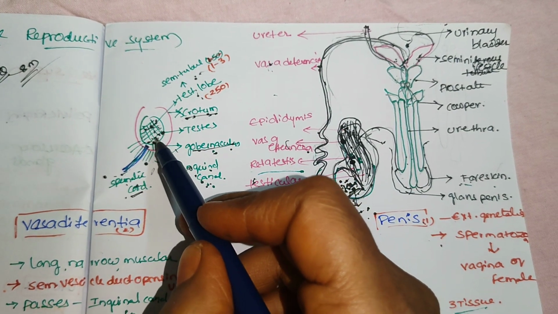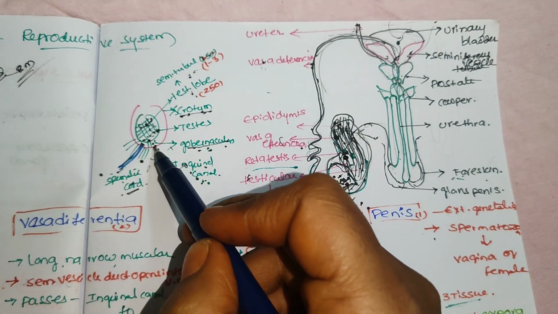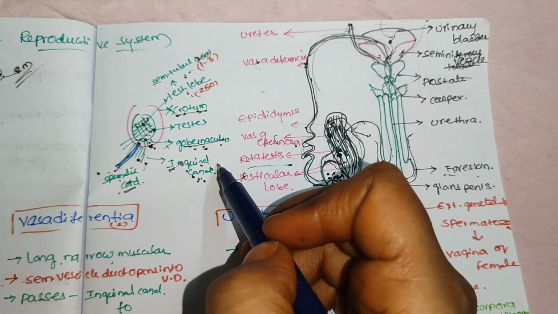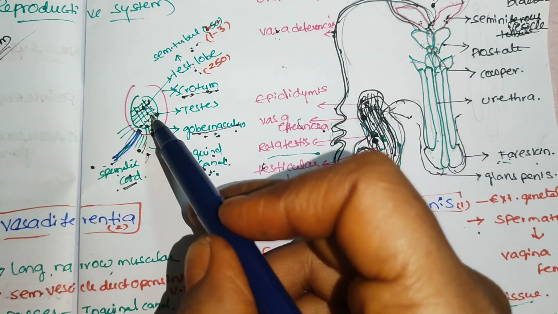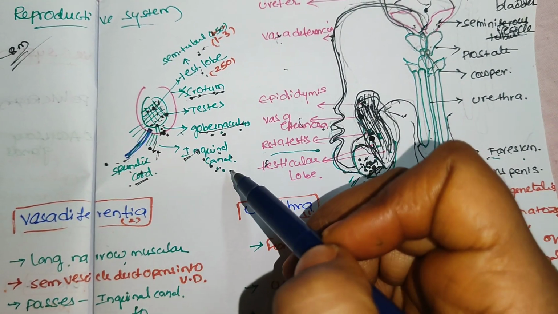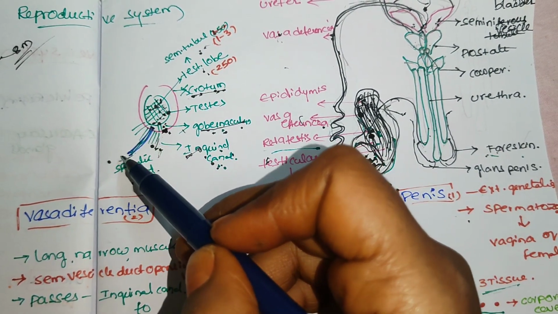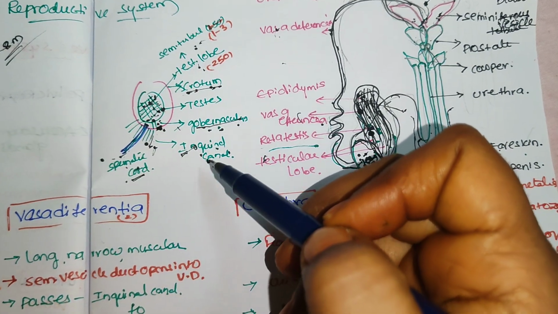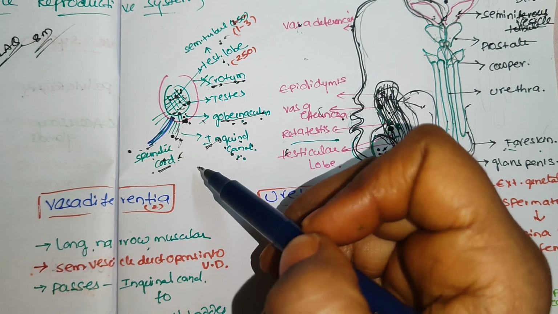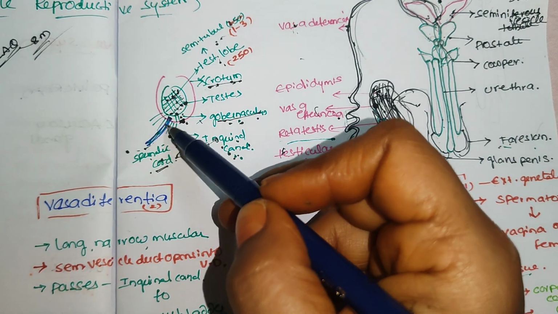The connection of the testis and scrotum is called the gubernaculum. Then the scrotum is attached to the abdominal region through the inguinal canal. So don't get confused: testis to scrotum is the gubernaculum, scrotum to abdomen is the inguinal canal. Then we have the spermatic cord, running from the abdominal region to the testis via the inguinal canal. The spermatic cord includes the blood vessels and nerve cords.